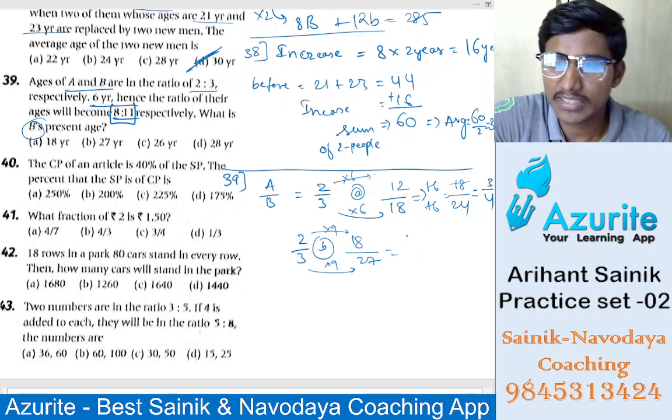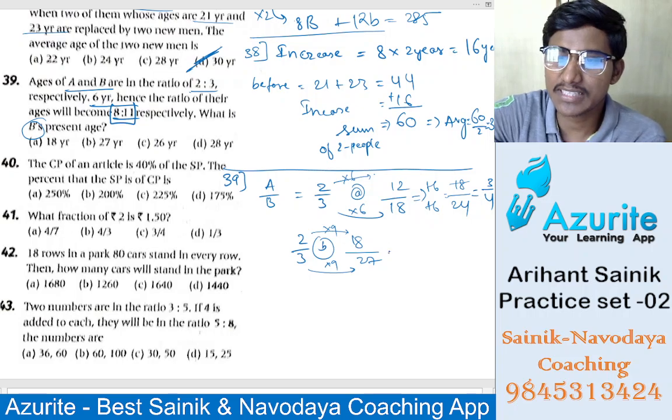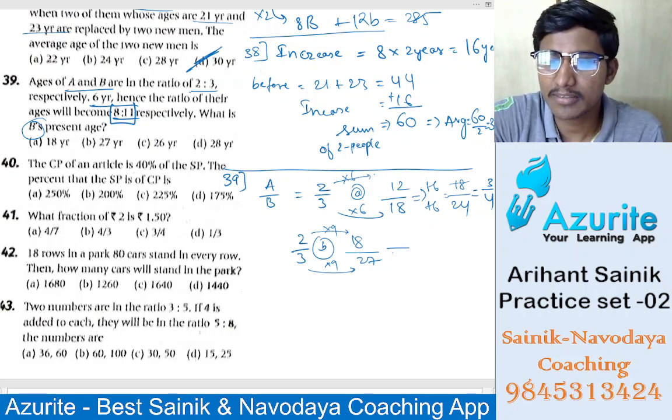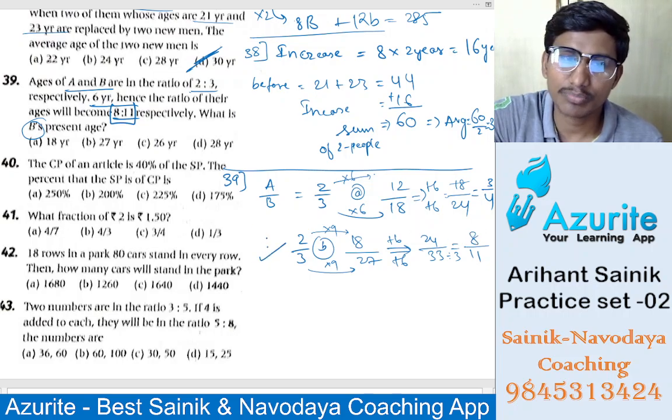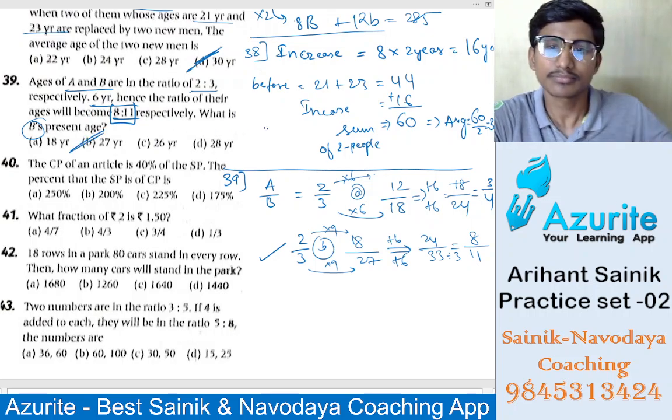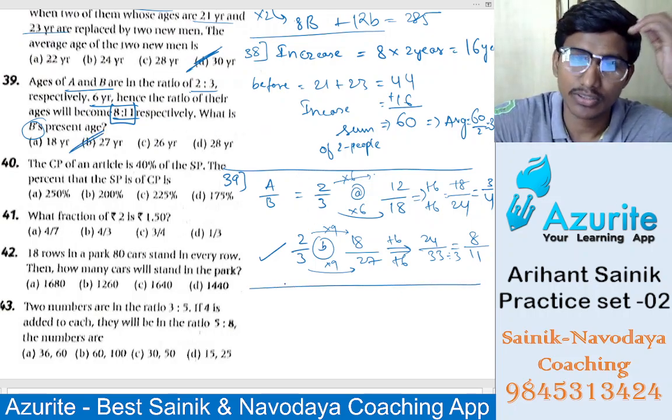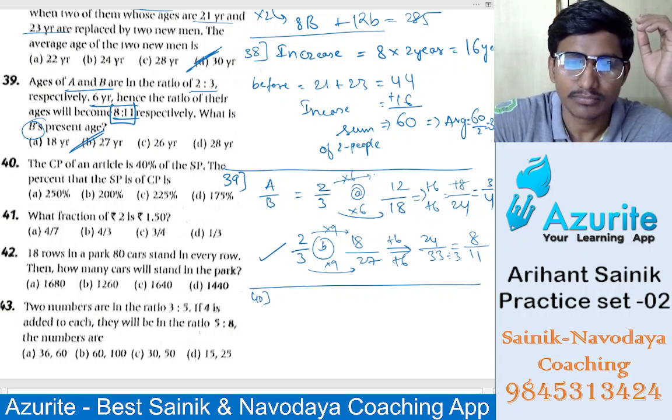Now here, after 6 years, how many years? 24 by 33. It will come because how much? You divide it by 3. 3 11s are 33, 3 8s are 24, so it will get 8 by 11. So that is the answer, option B. Understood? Okay. Next question.